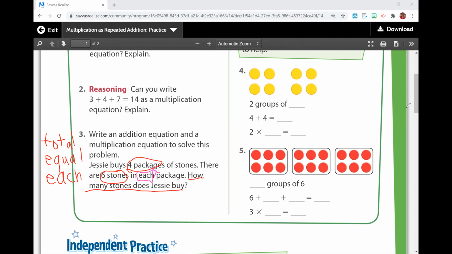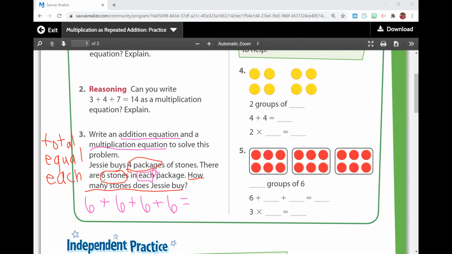Now I'm going to use an addition equation and a multiplication equation to solve this problem. So let's start with what I have. Jesse buys 4 packages of stones. There are 6 stones in each bag. So if I have one package right here, there's 1, 2, 3, 4. There's my addition problem. I have 4 packages and there are 6 in each.